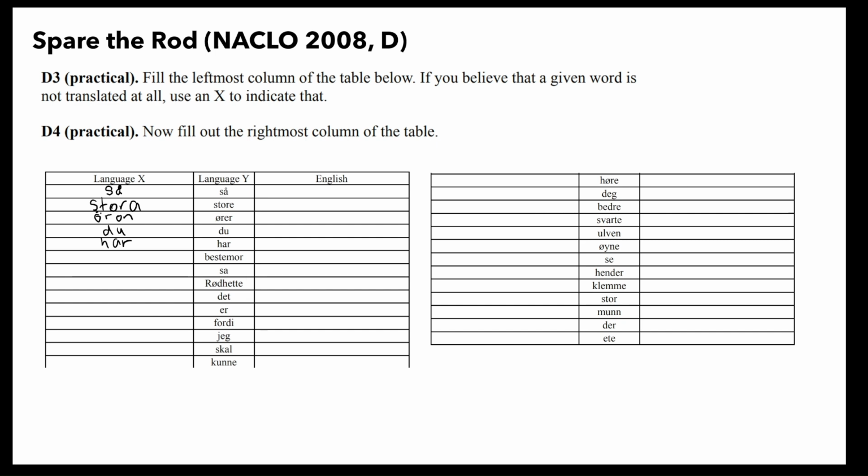Or maybe in the next slide I'll just include some text so that we can go back and forth. But yeah, sa again doesn't have one. I'm pretty sure sa in language Y we defined it as said previously, so we can actually write that over here, said, because it was like said rodet, so sa rodet. And then also over here, svarte was also said.